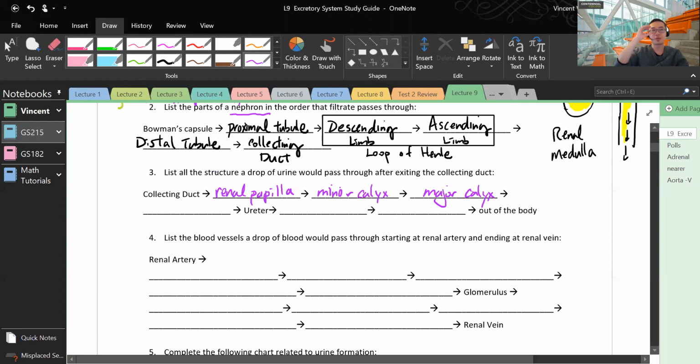That's what I'm gonna ask you on the quiz. Where is it gonna go? And the correct answer, yep, is the renal pelvis. From the renal pelvis, it's gonna go into the ureter. Following the ureter, it will go into the urinary bladder, and then into the urethra, and then out of the body. And that is the journey of a drop of urine. It goes through all these things before it comes out.